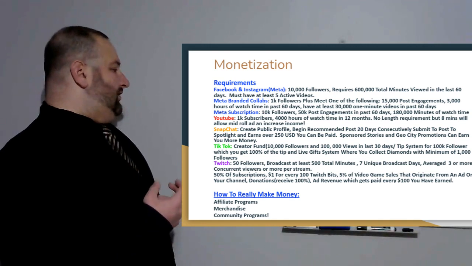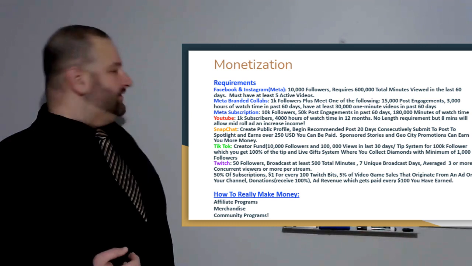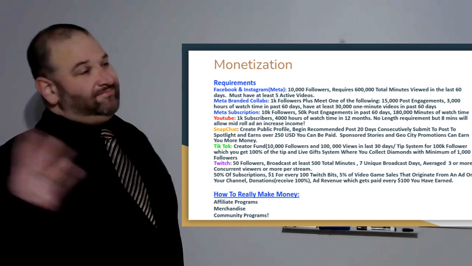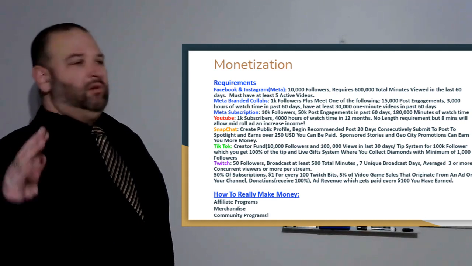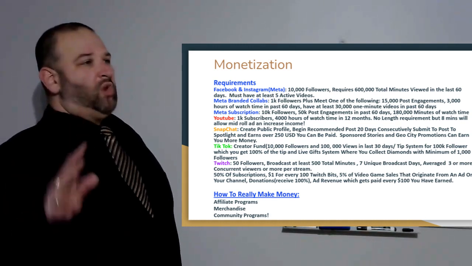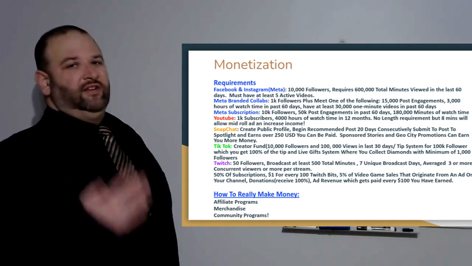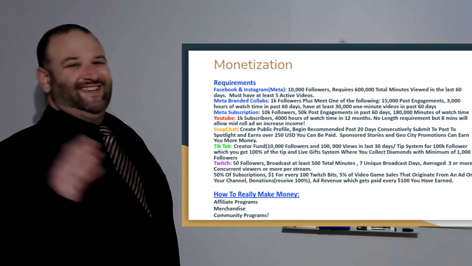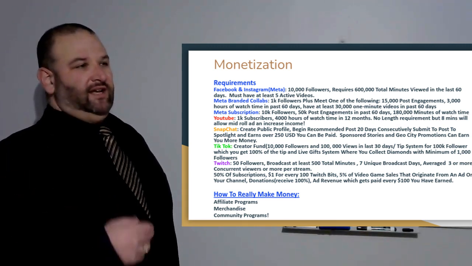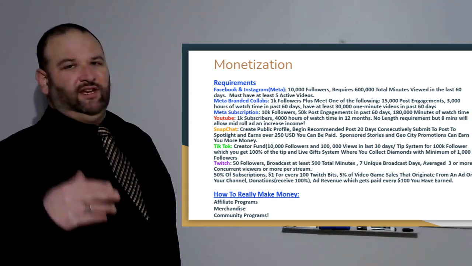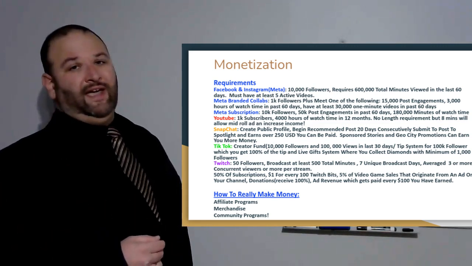And if they don't, then obviously it's going to be towards the lower end. When it comes to Snapchat, totally different ballgame. We're not even talking minimum followers. We're not talking watch time. What we're talking about is having a public profile, then taking stories and sending them to the Spotlight on Snapchat. And then, if over the course of the 7 days it ends up making $250 US, then you can go ahead and start getting paid.